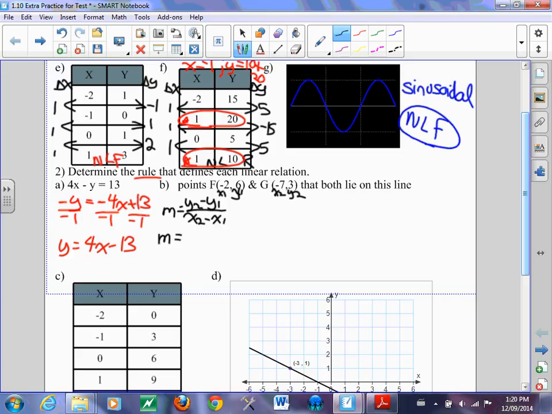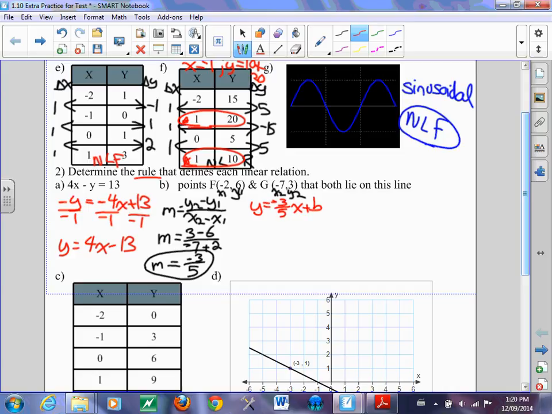Sub in your values. You're going to have 3 subtract 6 over negative 7 plus 2. Simplify that. It's going to be negative 3 over 5. So there's my first step, my slope. Then to find b, you have to sub your slope in. So it's going to be y equals negative 3/5 x plus b.